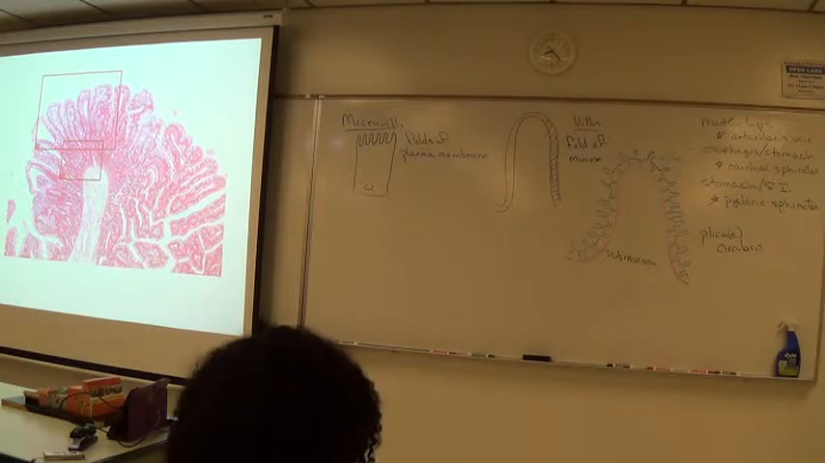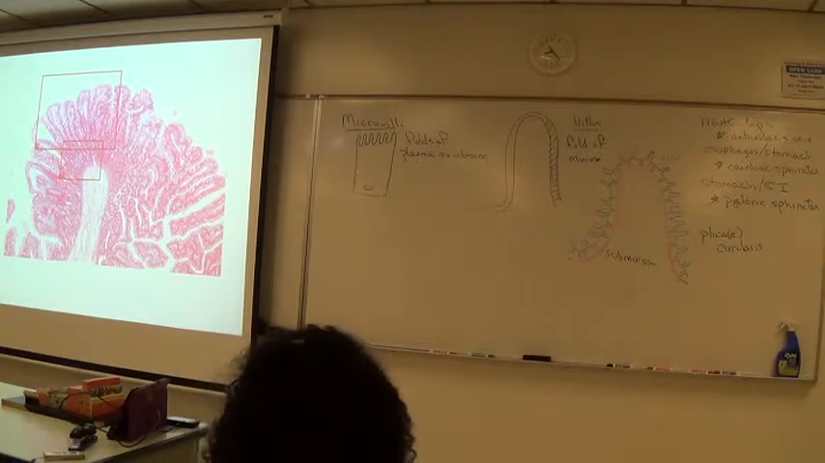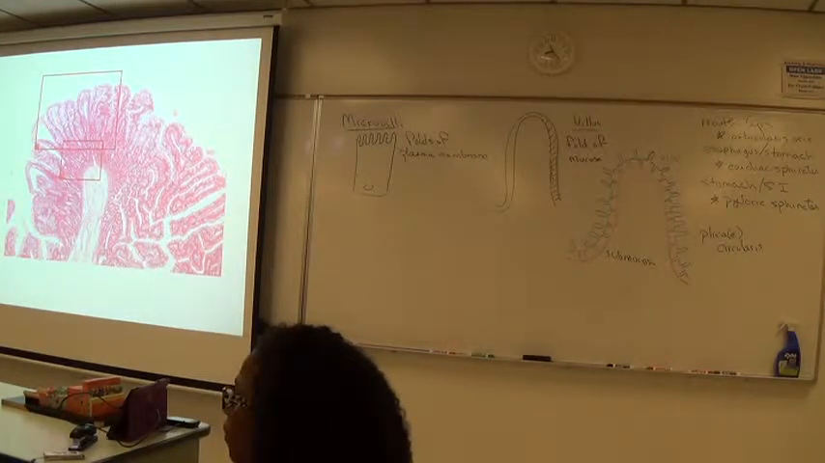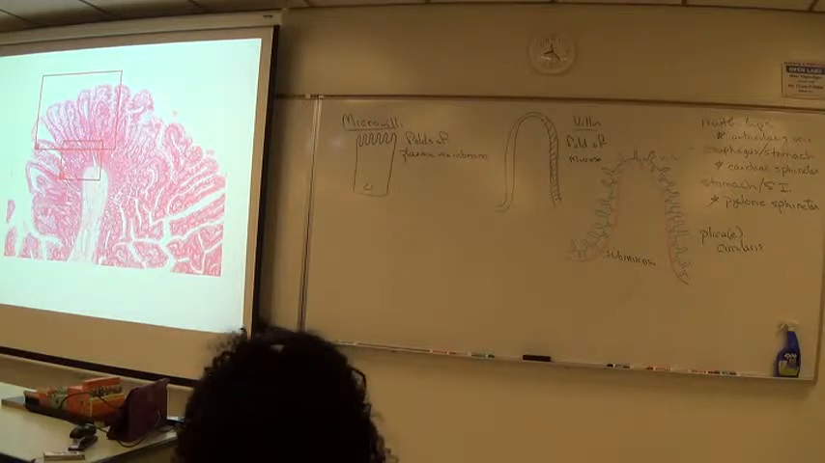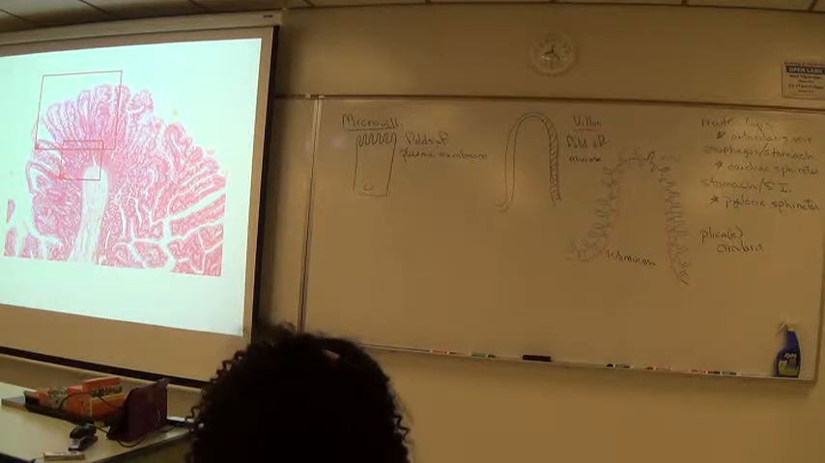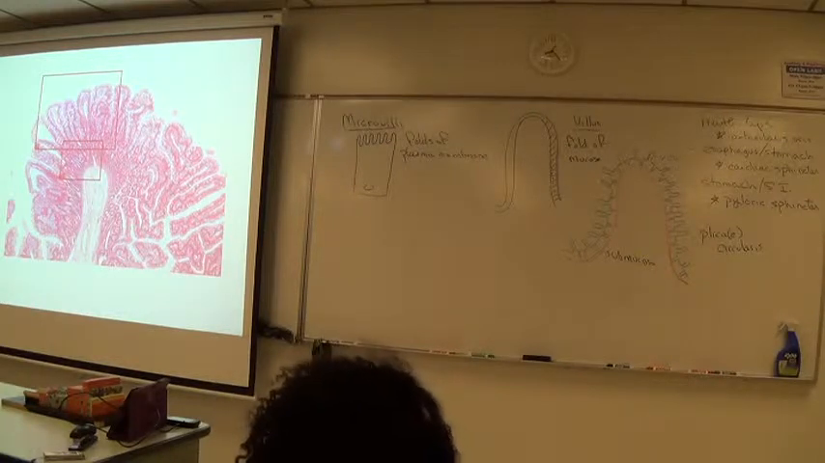You said the submucosal glands secrete mucus into the duodenum, so it sticks on top of the villi there and protects those cells from the incoming acidic material from the stomach.